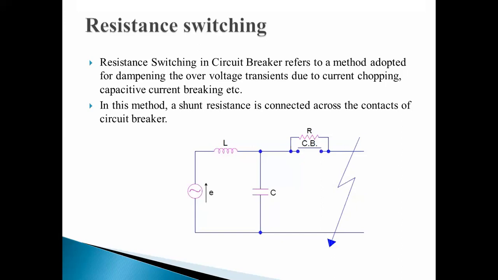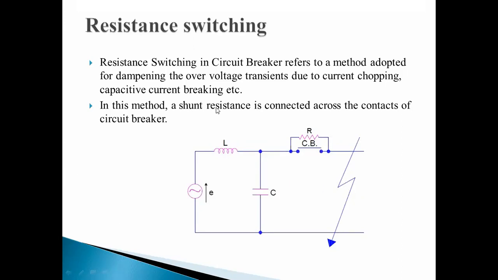In this resistance switching in circuit breakers, here again you can consider a line. Here the supply E, inductor and capacitance are connected in parallel. Now the circuit breaker is there, and again we are considering a short circuit fault. But a resistance R is connected across this circuit breaker.